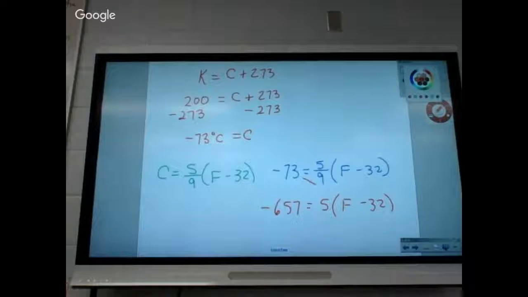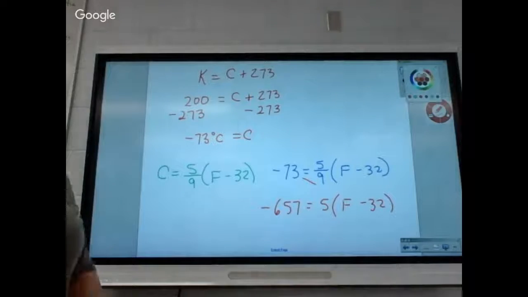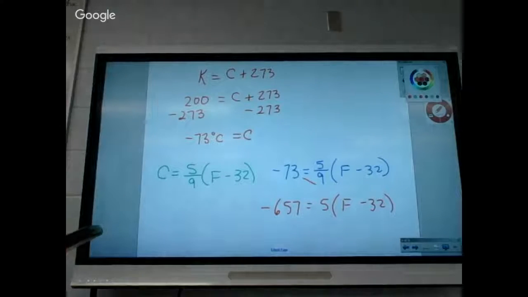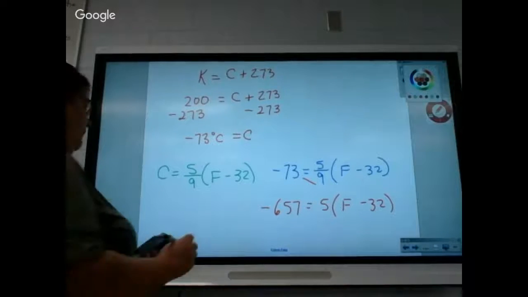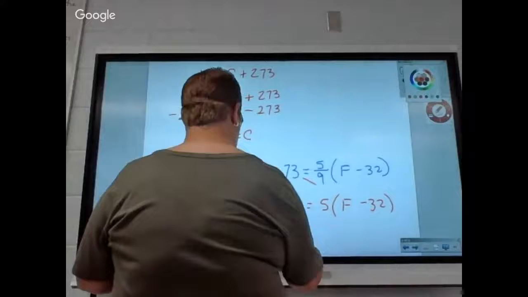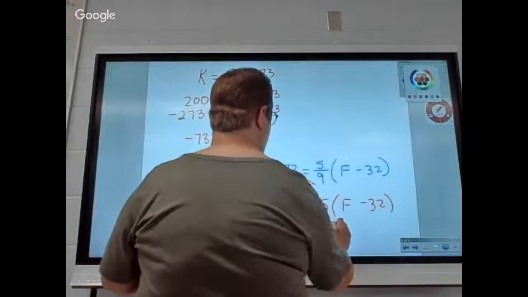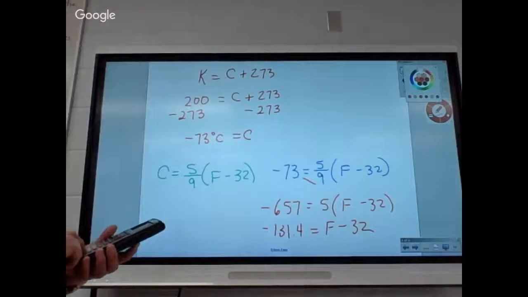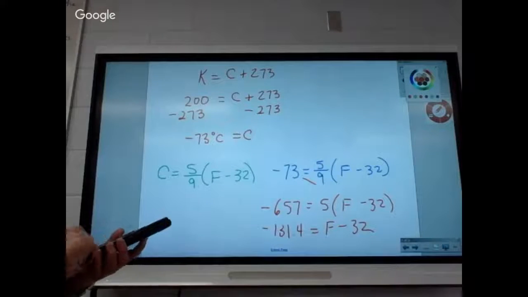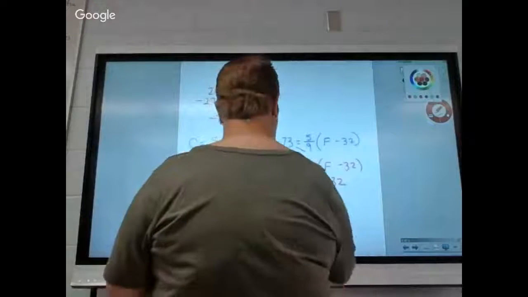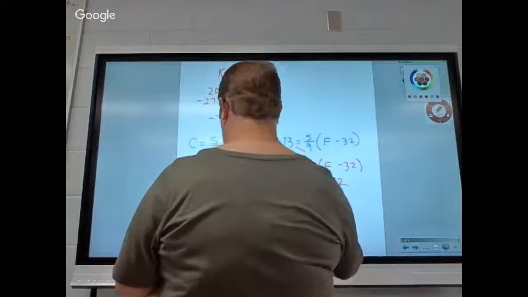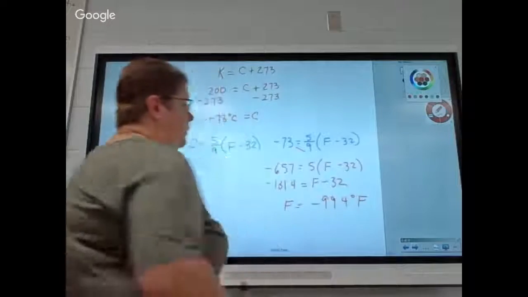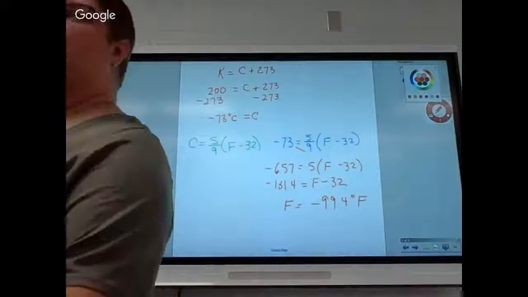Do it your way. When I look at it, I see divide 5 first. Some of y'all saw distribute yesterday. Do what you see. You don't have to do it my way. Okay? I see divide 5 because I like small numbers. And then I add 32 to both sides. So I got Fahrenheit equals negative 99.4 degrees Fahrenheit. That's fine. It might be slightly different.